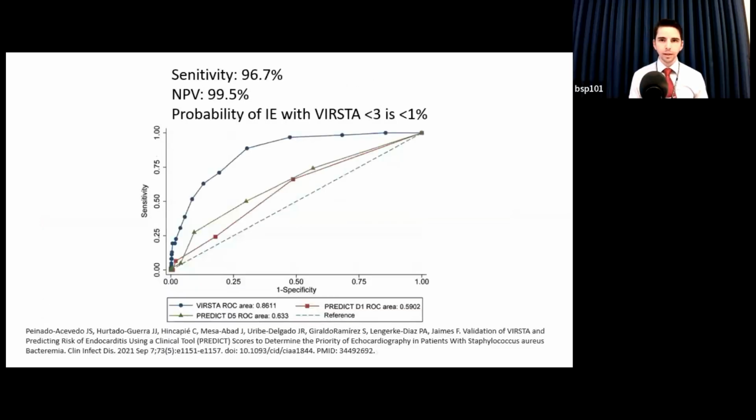And this score is great to identify patients who are very low risk. If you have a Versta score less than 3, based on the data that's out there, which is not a lot of patients, the probability of endocarditis is less than 1%. But it's not very good at categorizing all those patients that are going to fit above Versta score 3.